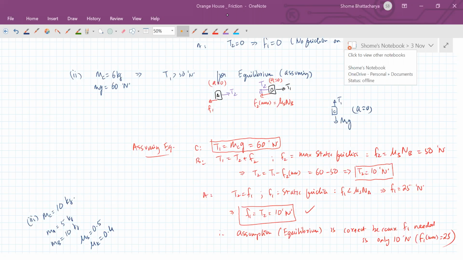So the block B is getting pulled. So if it is getting pulled, it will pull the string na. So that's why it will develop tension T2. In case 1, go back and check what is happening. In case 1, tension T2 was only 30 newtons. So friction is able to balance it.